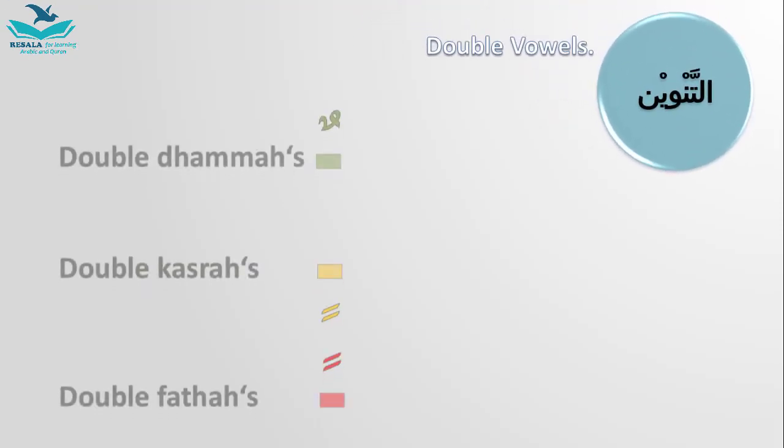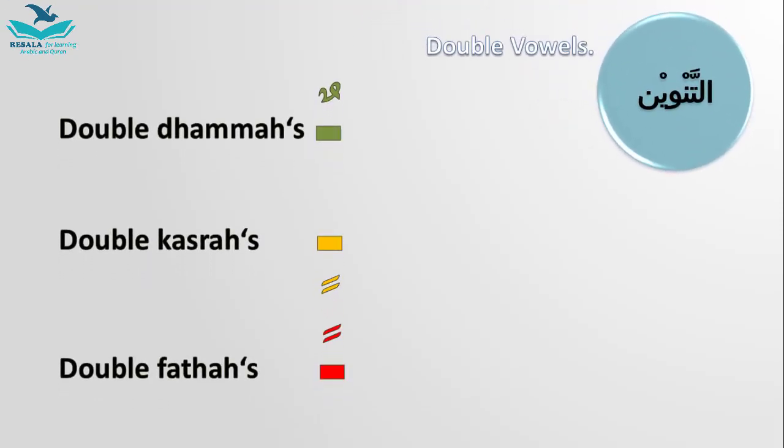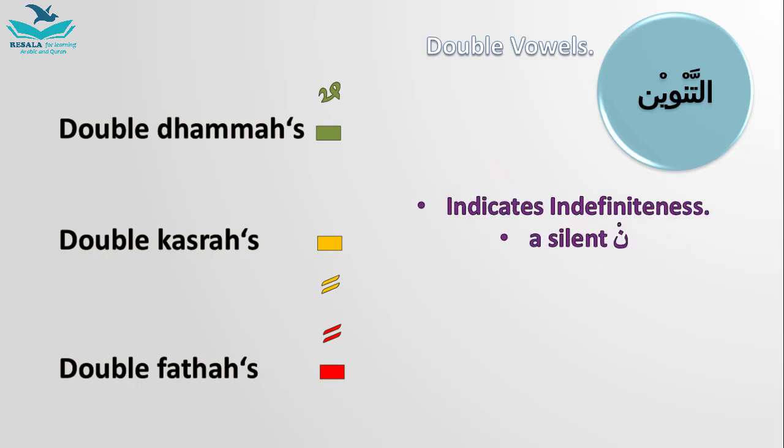التنوين. The second sign we have is التنوين. Some call this double vowel: double fatha, double kasra, double dhamma, and this is tanween, which indicates indefiniteness. We will make it clear when we get to examples. Just for now, put that in your mind.